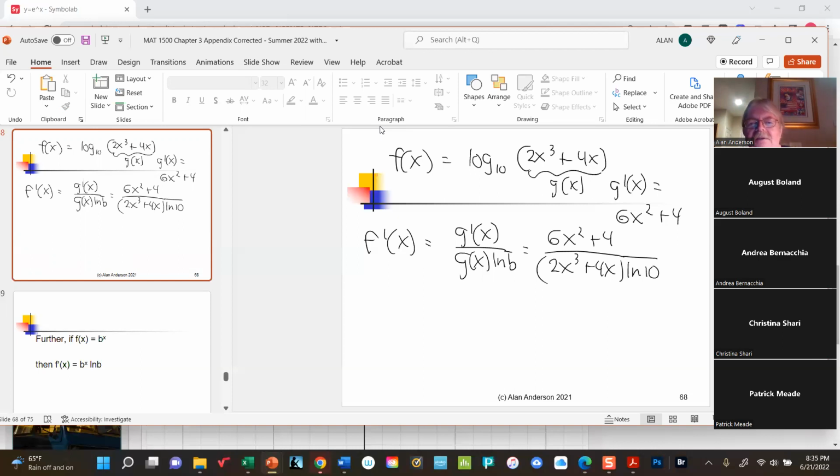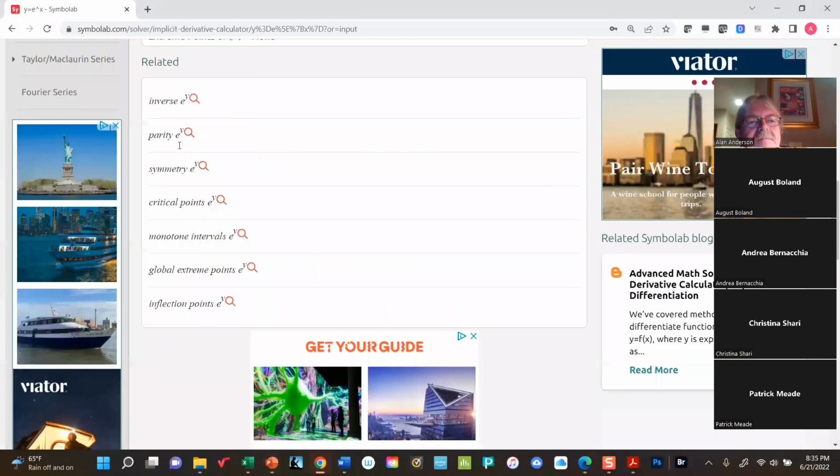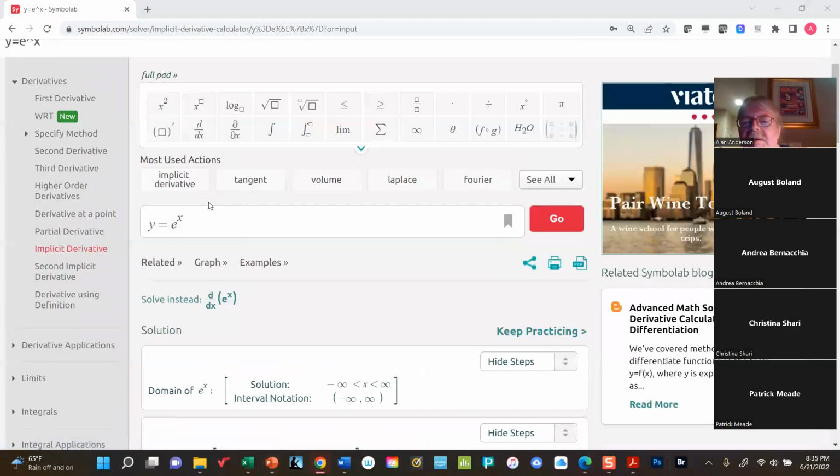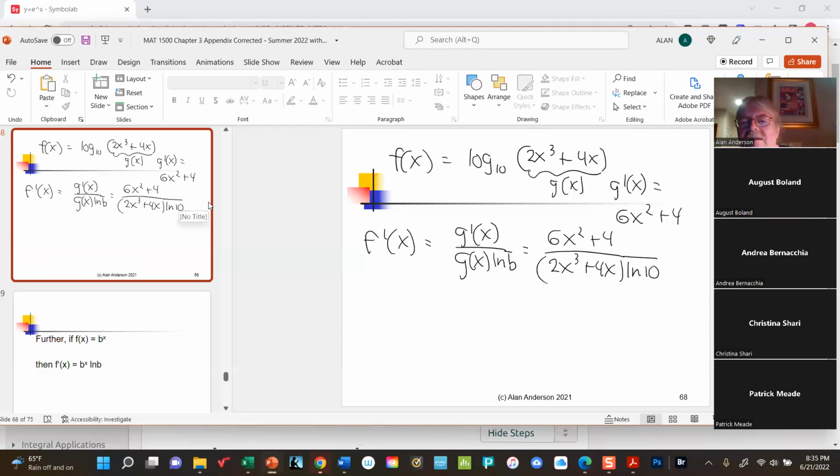So let's go get Symbolab. Let me put it back for a second, just in case you weren't done. So again, it's the same principle as what we had before when we were using natural logs. The only change is the natural log of b, ln b, in the denominator. All right.